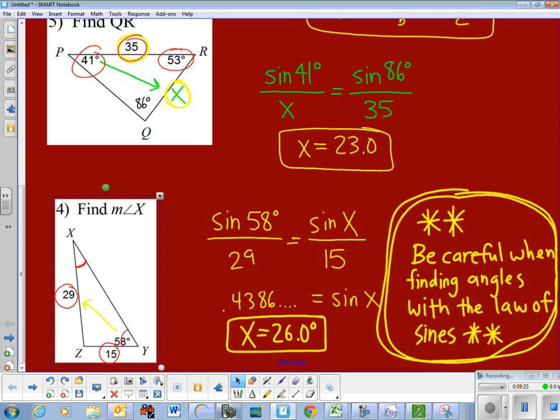We'll learn why on our next video, but just realize when you find an angle with the law of sines, it might be misleading. You're going to have to be careful and check to make sure that your answer is reasonable. And if we look at ours, that x of 26 makes sense. All right, so that's the law of sines. It's a nice, easy one, but it can be risky.